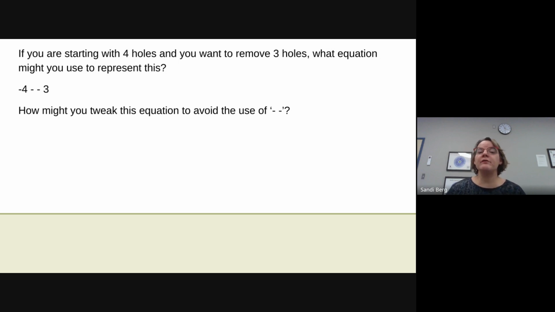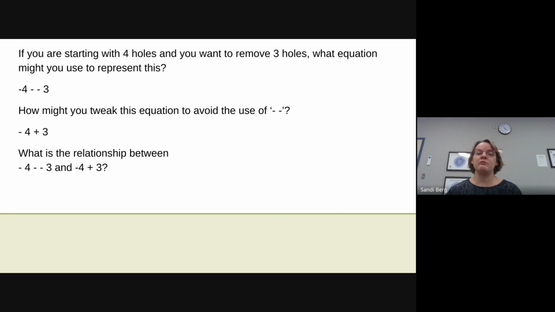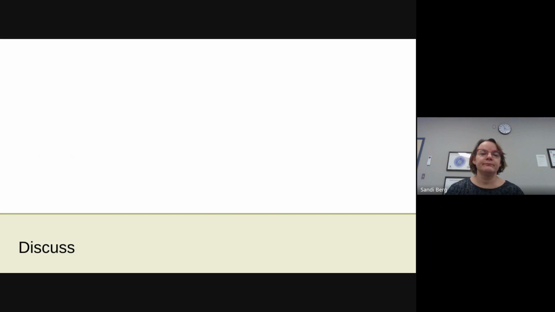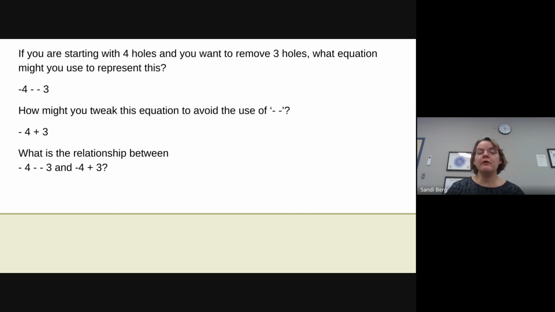So how might you tweak this equation to avoid the use of those two symbols right beside each other? Well, the opposite of the opposite is like adding it. So then I can just play with it. The opposite of 3 holes is 3 piles. And then again, what's that relationship between the two? How can I clearly articulate why those two end up with the same answer? And I would never say, why are those two the same? Because they're not the same, but why do they end up giving me the same answer?